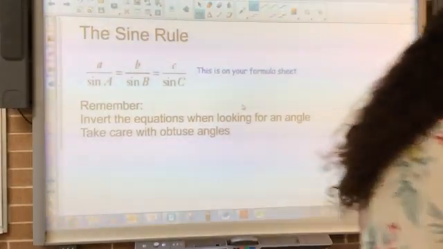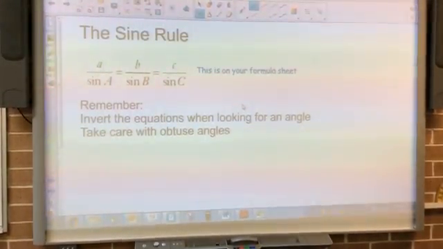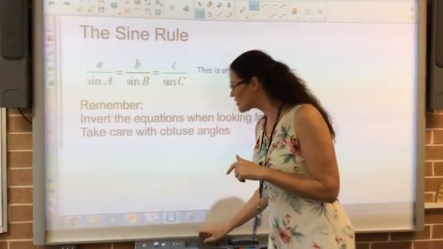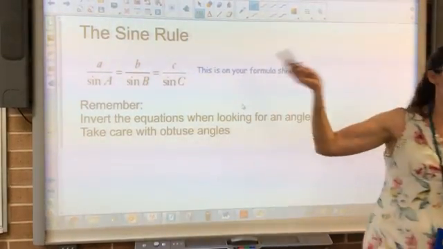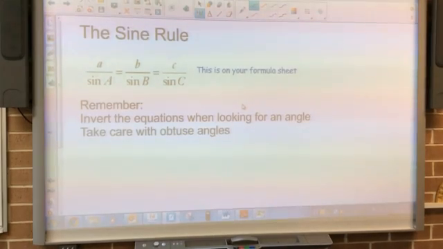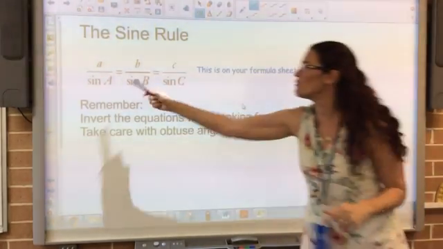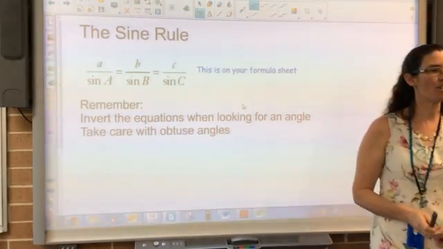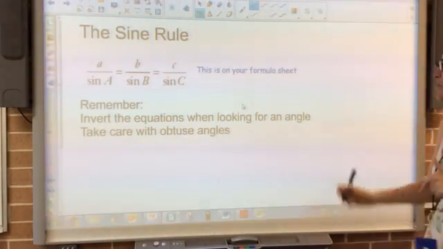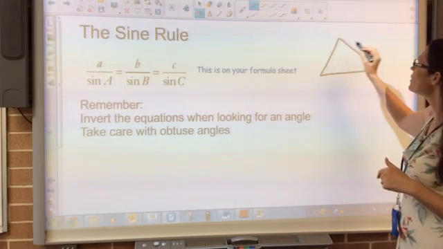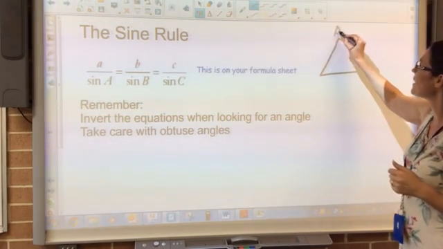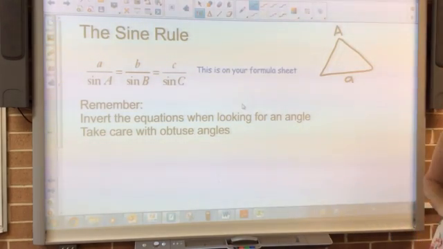So the sine rule we looked at the end of last term. It is on your formula sheet. A on sine A equals B on sine B equals C on sine C. The triple rule here just lets us know that we can use any of the pairs. Remember, in your triangle, the capital A is the angle and the lowercase a is the side opposite that angle.